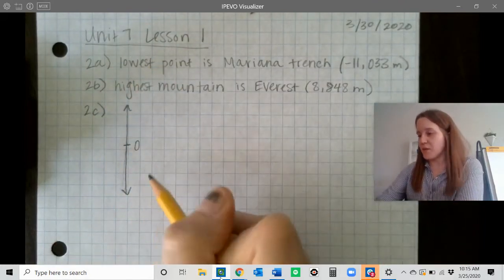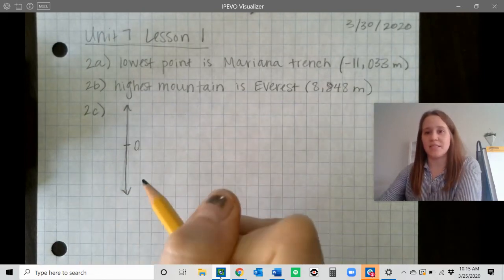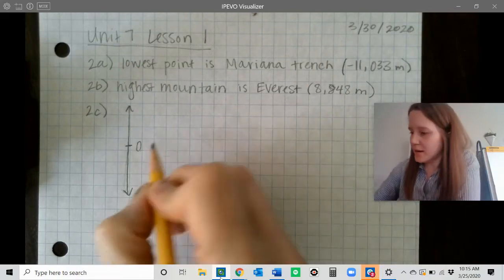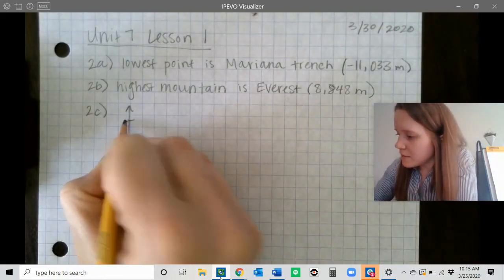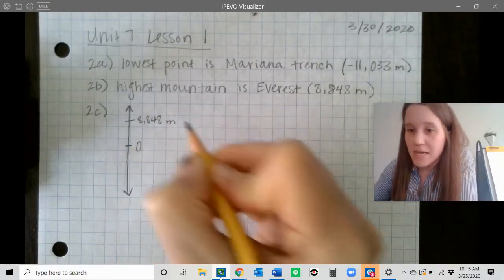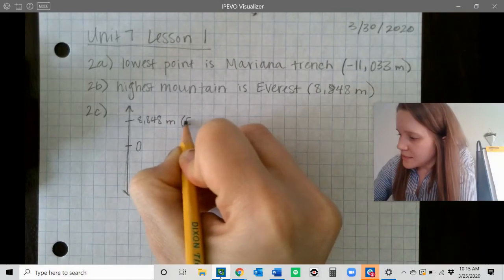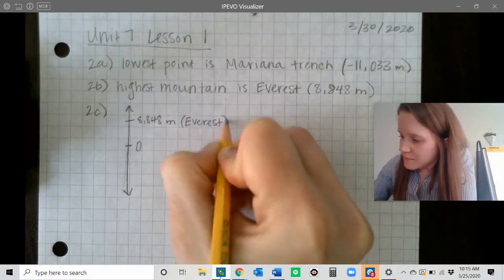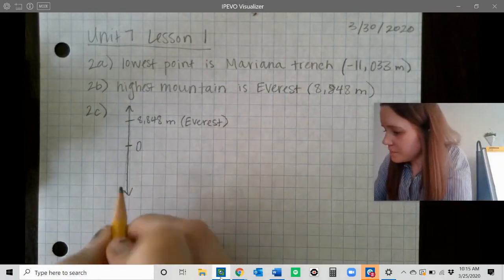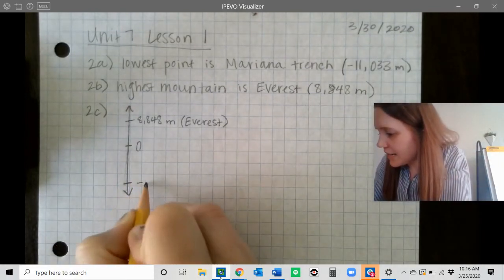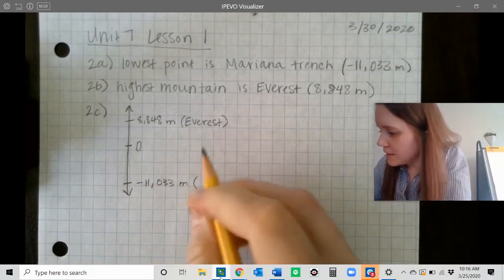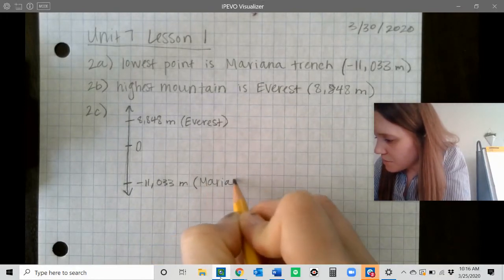And the question's asking me, what does 0 represent if I plotted the mountains and the trenches? Let's go ahead and plot one mountain and one trench. Let's plot Everest since I have this on my paper. I'm going to put Everest way up here. This is 8,848. M is meters. This is Everest. And I'm going to put the trench. Remember, the trench is below in the ocean. I'm going to put it way down here, negative 11,033 meters. I'm just going to put Mariana.